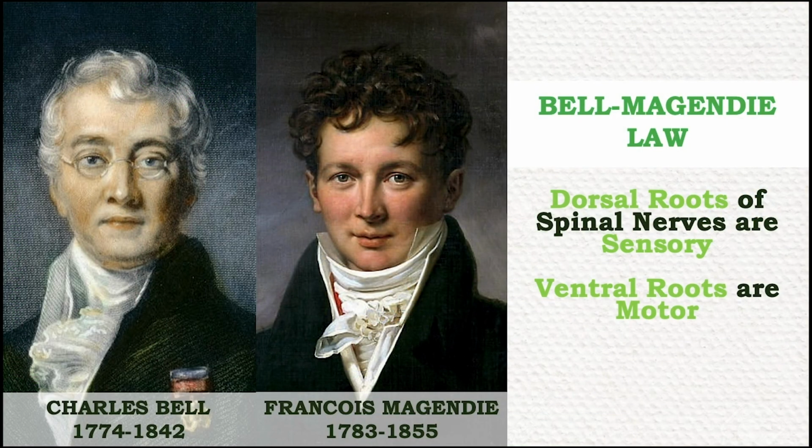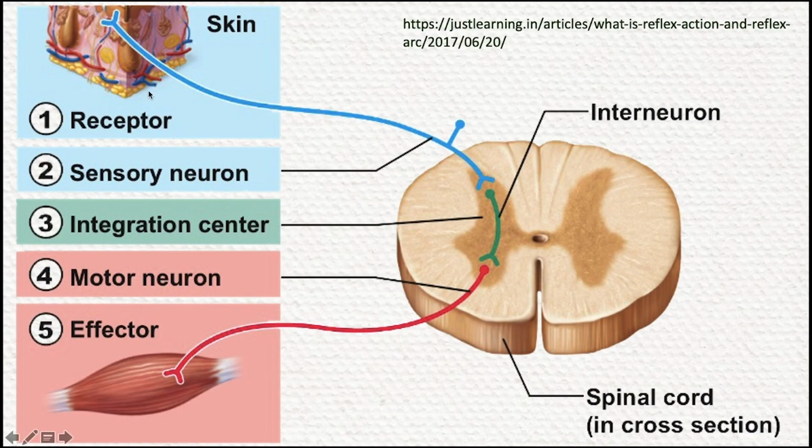Then what is important to understand about the nervous system is this law, the Bell-Magendie law, especially in the spinal cord. This Bell-Magendie law was formulated by Charles Bell and Francois Magendie, which says that the dorsal roots of the spinal nerves are sensory and the ventral roots are motor. Going back to this illustration, you can see that the dorsal root or the dorsal nerves that are going to the central nervous system are sensory, and the ventral nerves are motor.